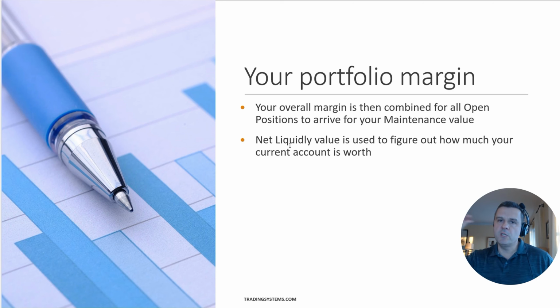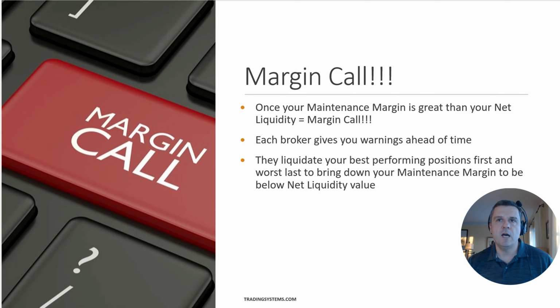And each and every position, remember, has the margin assigned to it. And we take this initial position, they combine it together, and they arrive at the maintenance value. Now, here's what your margin call is. If your net maintenance value is exceeding the net liquidity, you are going to get the margin call. No doubt about it. There's no broker on the planet who will not give you the margin call. So be aware of that.